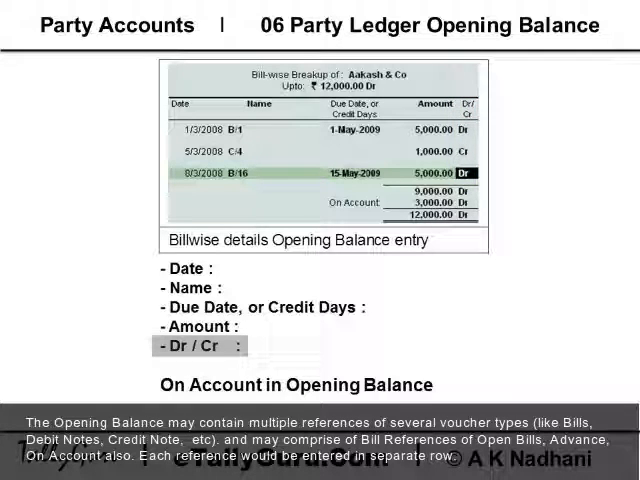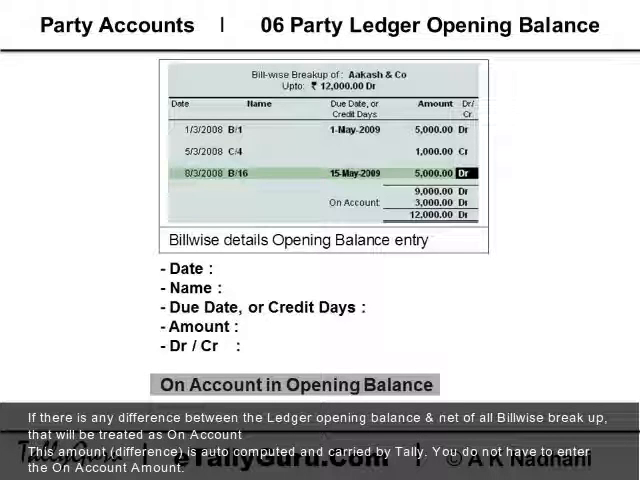The opening balance may contain multiple references of several voucher types like bills, debit note, credit note, etc. and may comprise of bill references of open bills, advance, on account also. Each reference would be entered in a separate row.